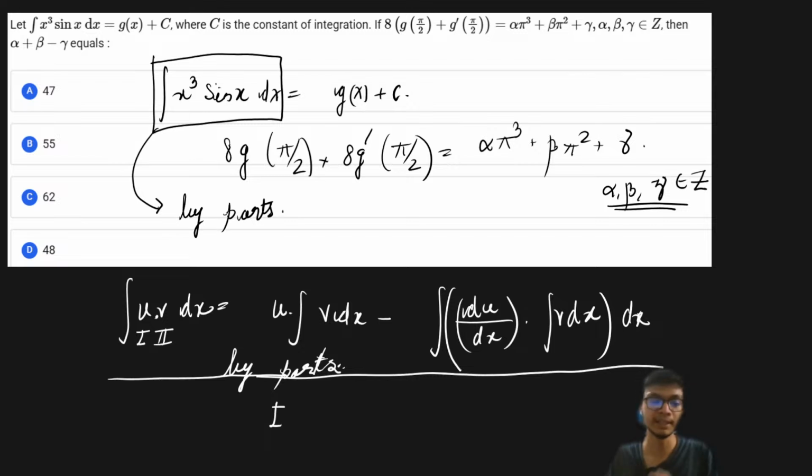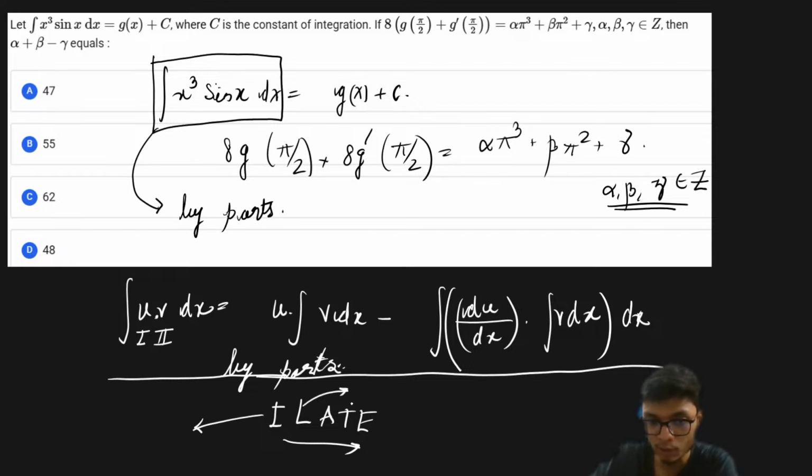and which function is to be the second function, there is a very important mnemonic for it called ILATE. Okay, ILATE. In this order, the order of the functions is defined. I stands for inverse trigonometric function, L stands for logarithmic function, A stands for algebraic function, T stands for trigonometric function, and E stands for exponential function. Let me write it down in case you didn't note it.